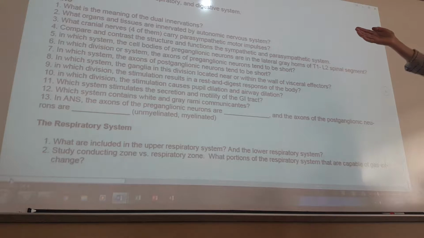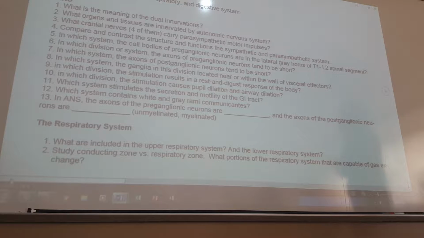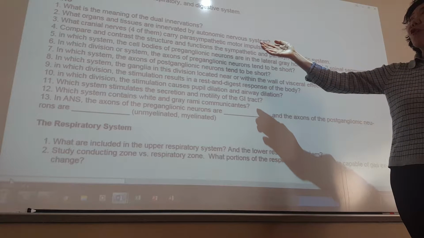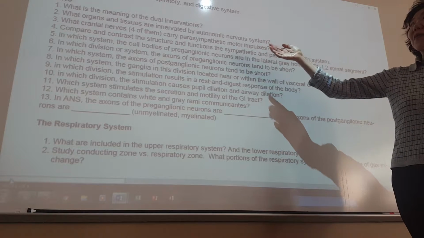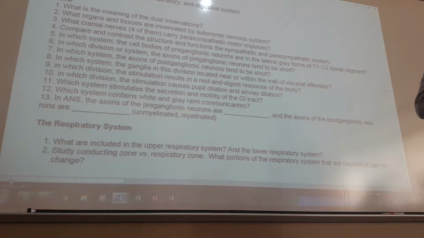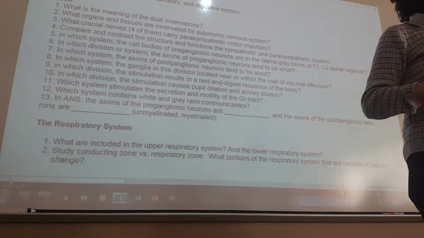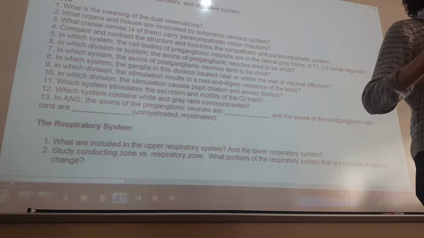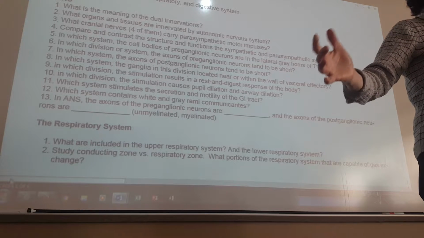What organs and tissues are innervated by the ANS? Smooth muscle, cardiac muscle, and glands. So everything except skeletal muscle. And which cranial nerves carry parasympathetic motor impulses? When we talk about sympathetic and parasympathetic, we are talking about the motor part, because the sensory part is not sympathetic or parasympathetic, it just comes in.